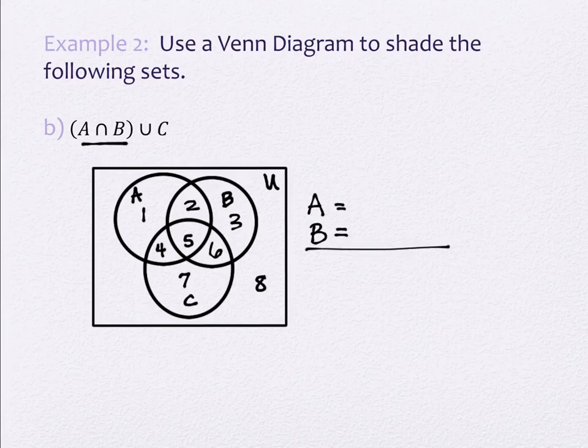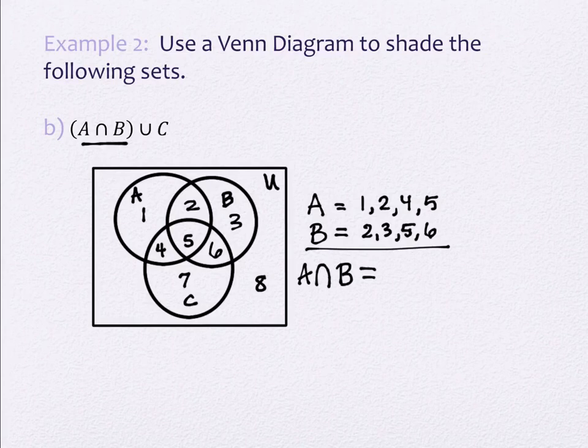So what numbers are inside set A? 1, 2, 4, and 5. What numbers are inside circle B? 2, 3, 5, 6. And it says I want the intersection of A and B. What does intersection mean? Which are the same in each one? Yeah, the common ones, the ones they have in common or they share. What do they share? 2 and 5.